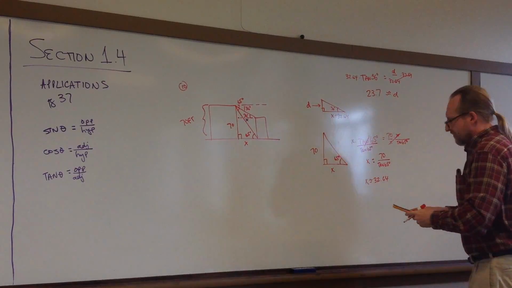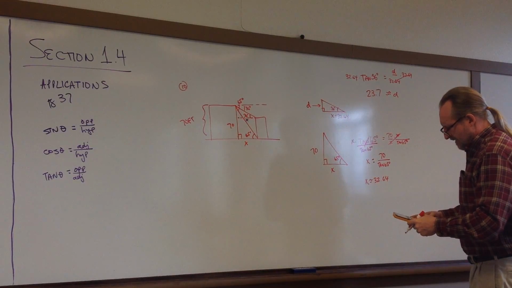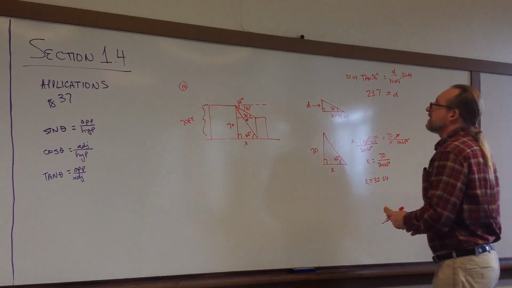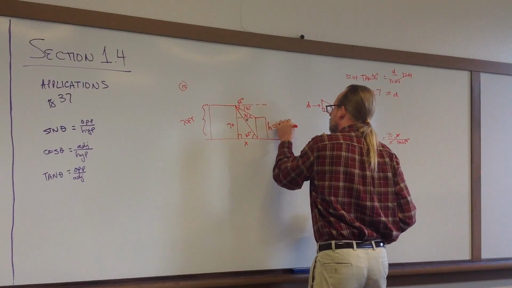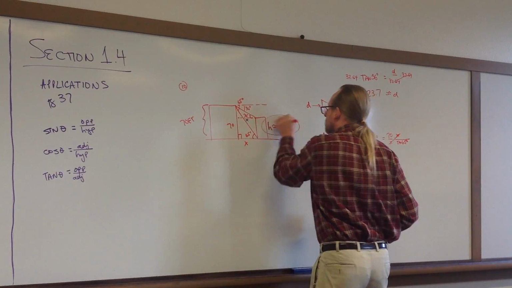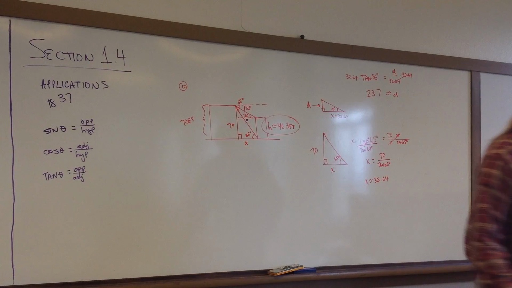So if d is 23.7, then 70 minus that is going to be 46.3. h, 46.3 feet. That's the answer to the question.